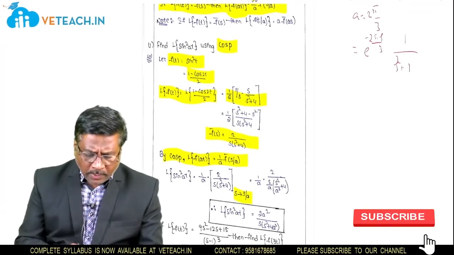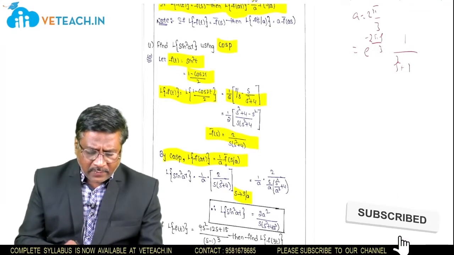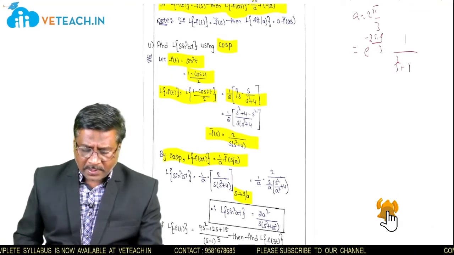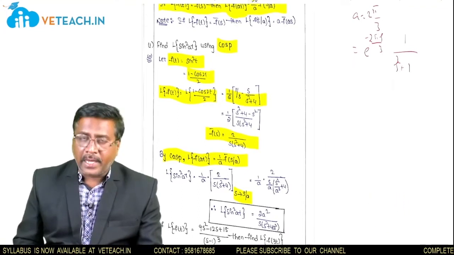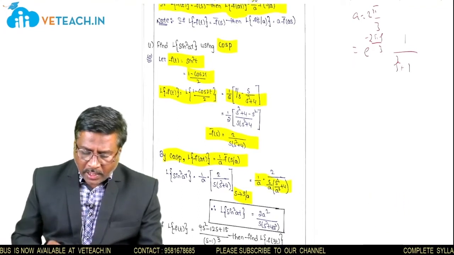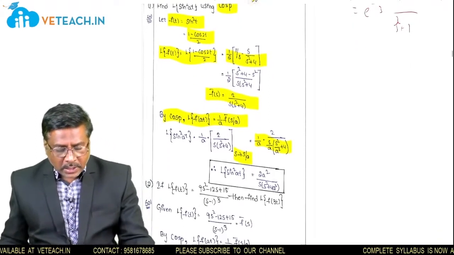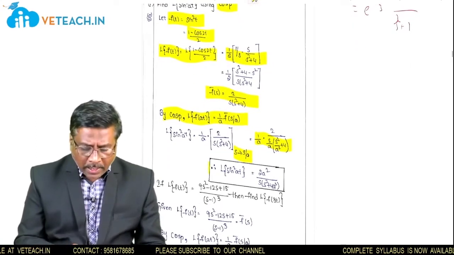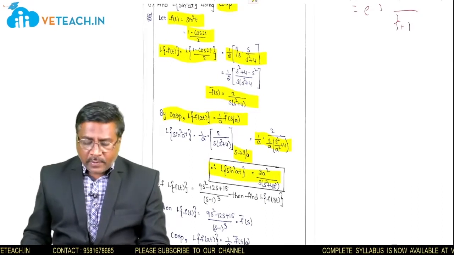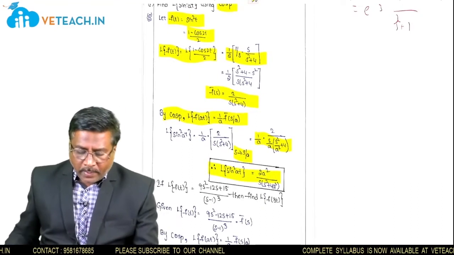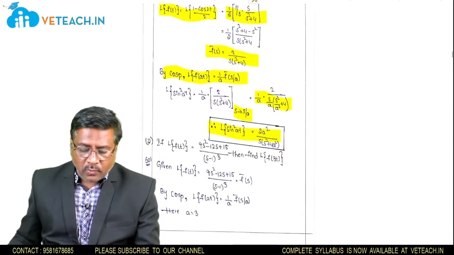That is equal to 1 by a into f bar of s, whose value is 2 by s into s square plus 4, changing s by s by a. Simply, that gives 1 by a into 2 by (s by a) into ((s by a) square plus 4). That means the Laplace transform of sin square at is equal to 2 a square by s into (s square plus 4 a square).